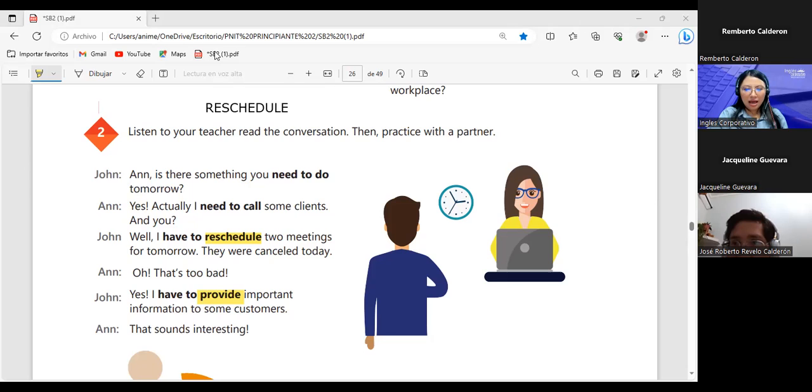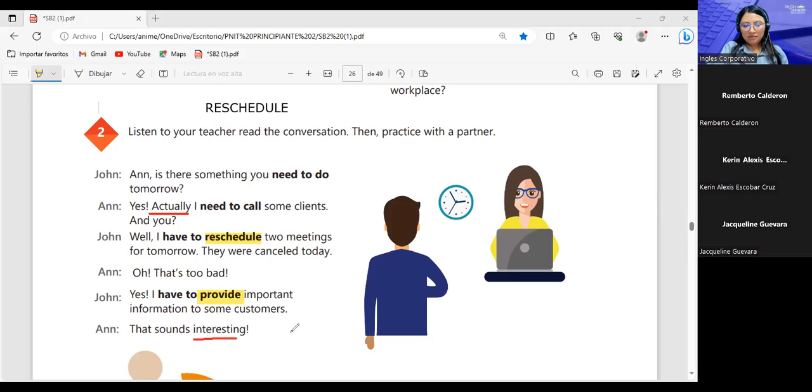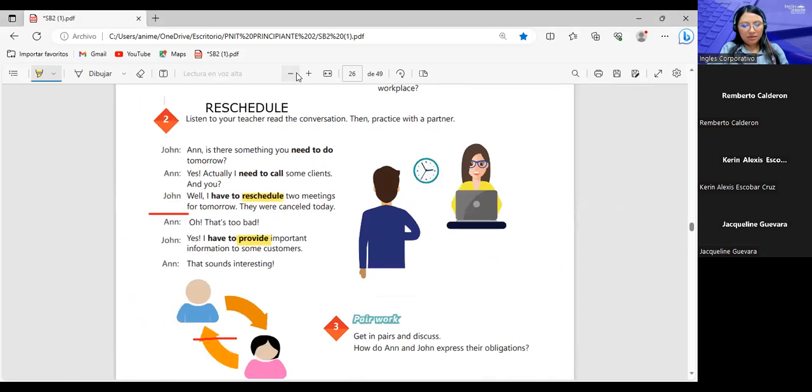Okay. Vamos, practiquemos pronunciation. Decíamos acá, actually. Actually. What's that, class? Actually. Yes, actually. ¿Qué era actually? Realmente. Sí, realmente necesito llamar a algunos clientes. ¿Y tú? Actually, y la otra era this one. Interesting. ¿Qué era eso? Interesante, right? Interesting. Probably the pronunciation.